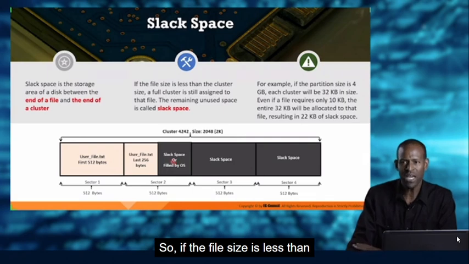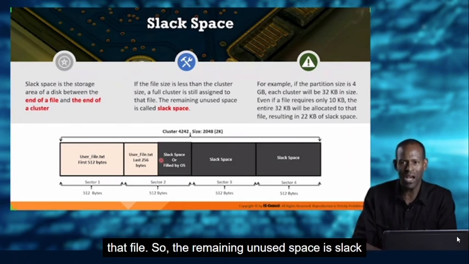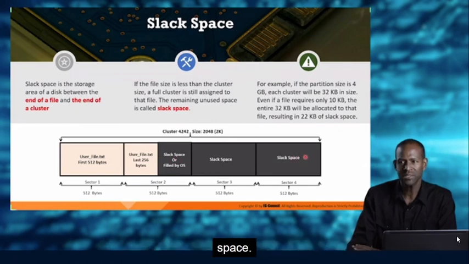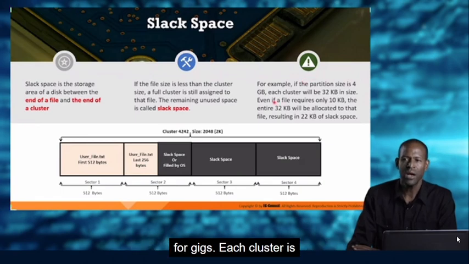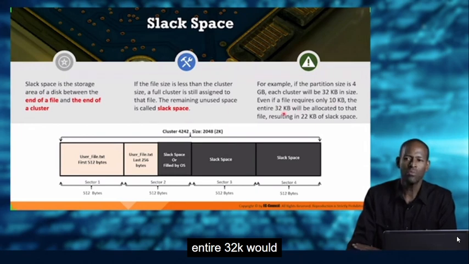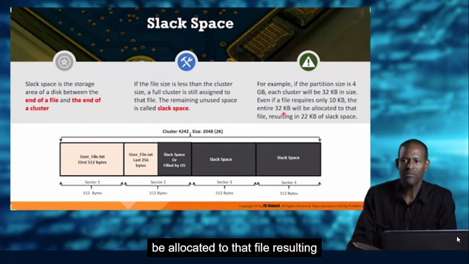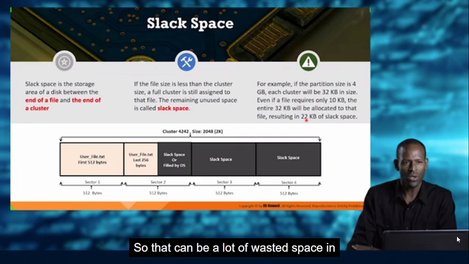So if the file size is less than the cluster size, a full cluster is still allocated to the storage of that file, so the remaining unused space is slack space. Here's an example. The partition is 4 gigs. Each cluster is 32K in size. Even if a file required only 10K, the entire 32K would be allocated to that file, resulting in 22K of slack space. So that can be a lot of wasted space in a disk.